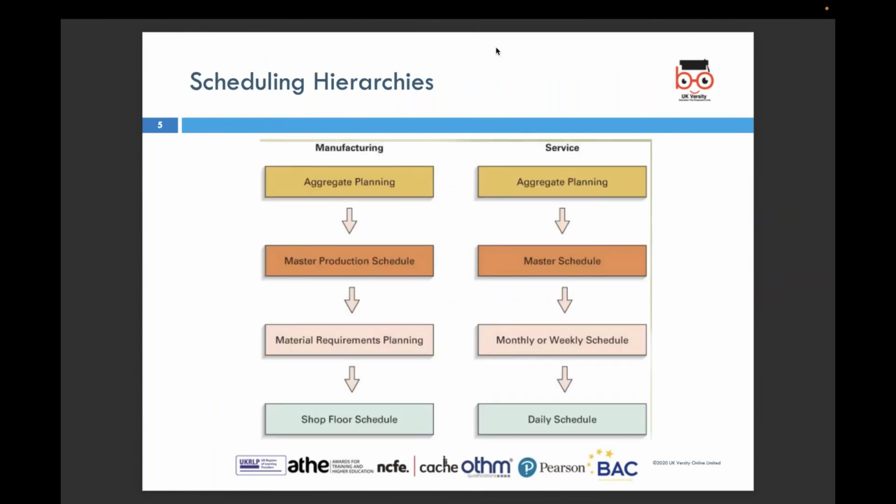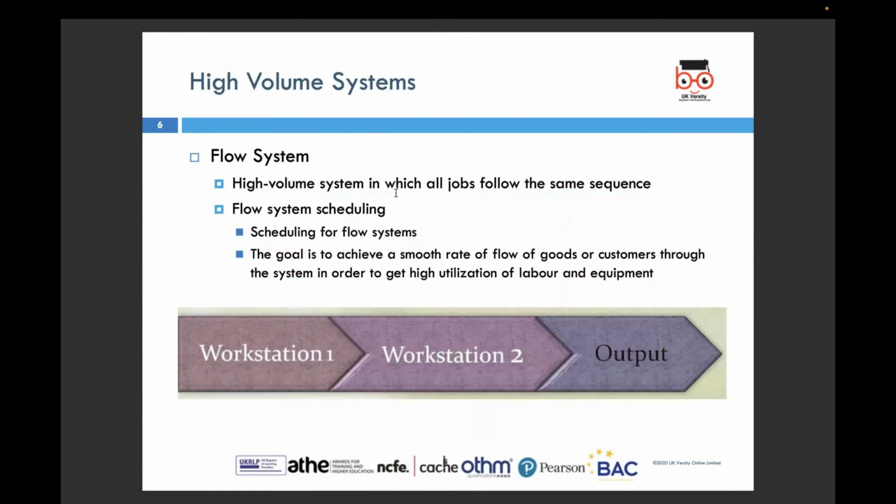Here, scheduling hierarchies in manufacturing and services: aggregate planning, master schedule, master material requirement planning, monthly or weekly schedule, shop floor schedule, daily schedule. High volume system, flow system: a high volume system in which all jobs follow the same sequence. We will particularly focus on scheduling in flow systems.